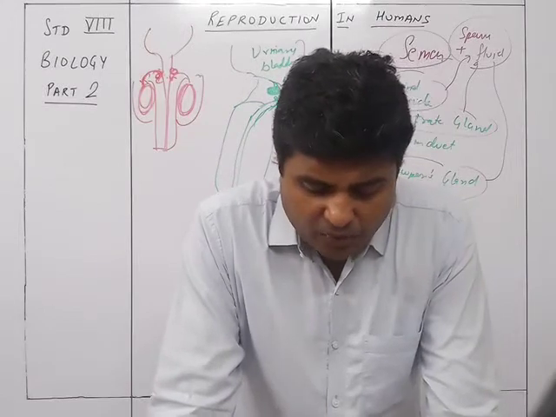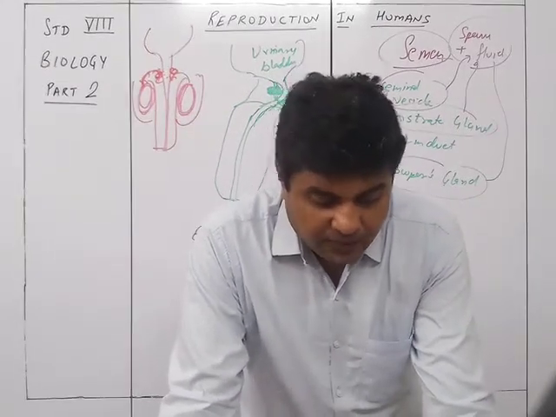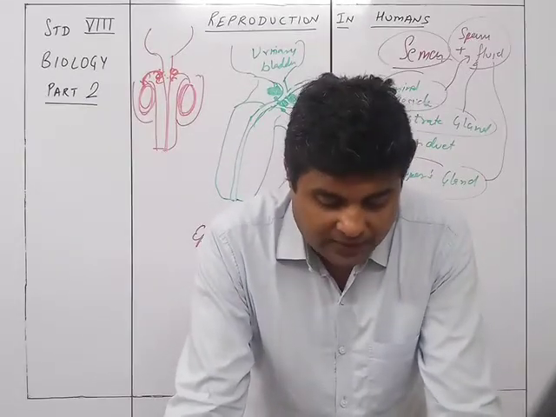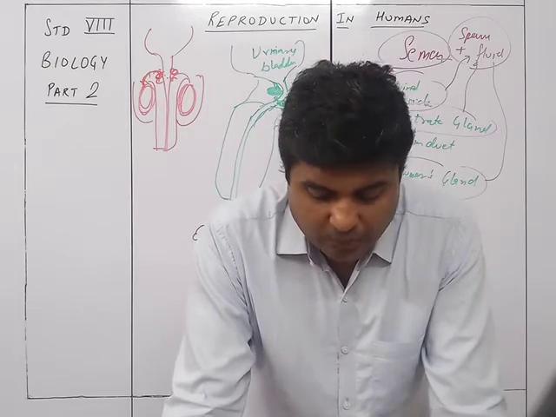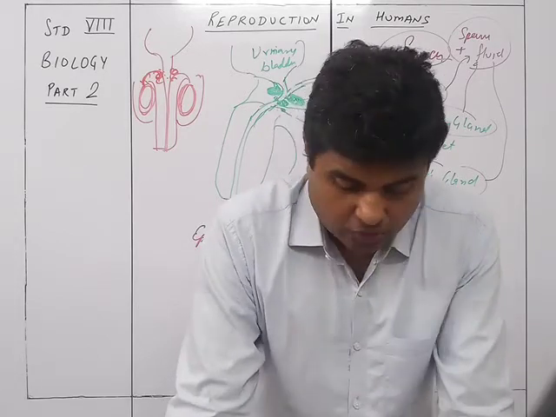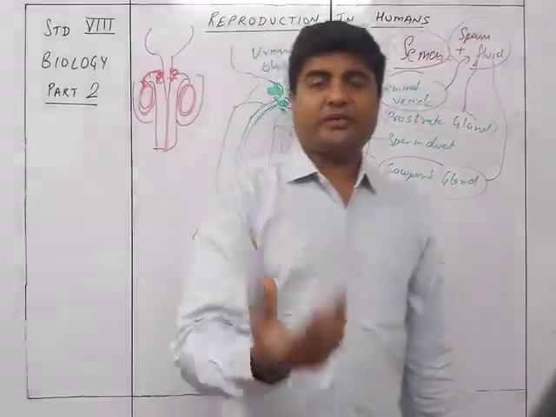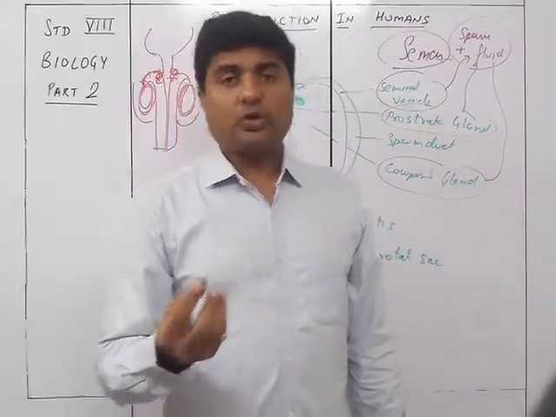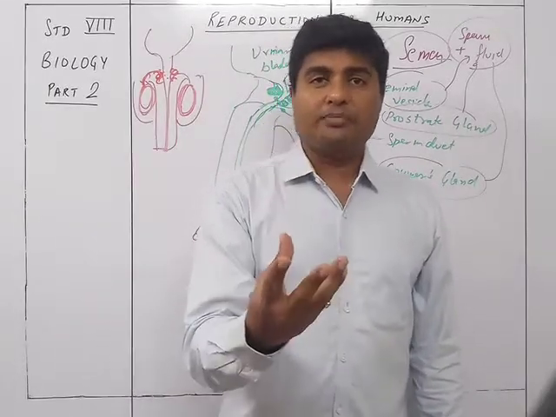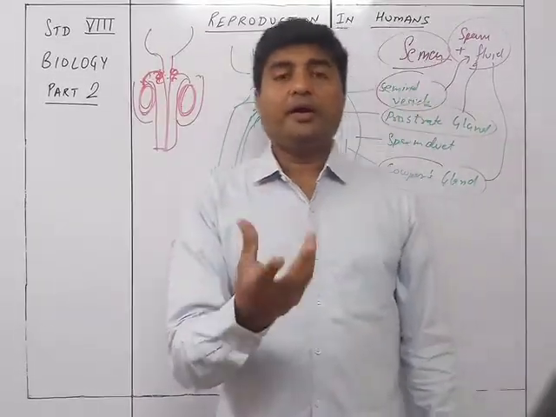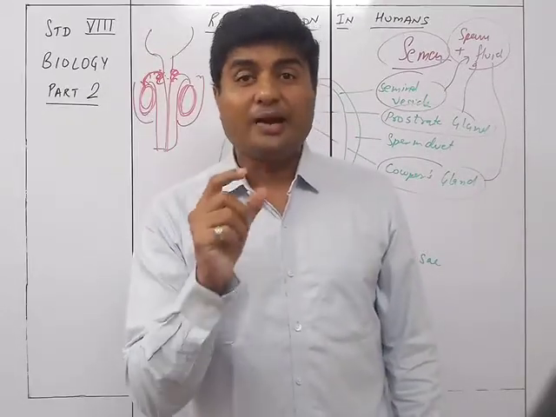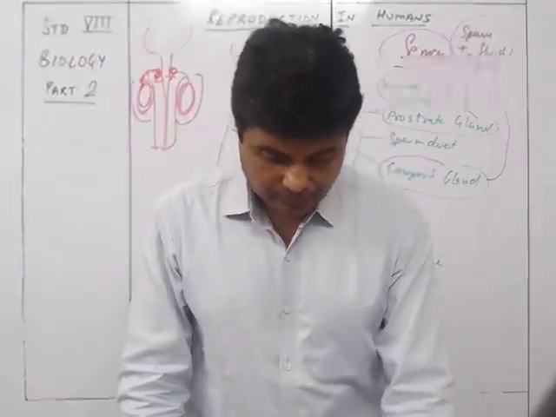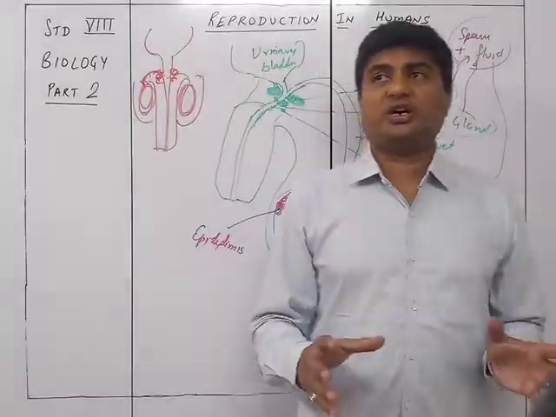It is a milky white fluid. Its average amount is 2 to 3 ml in a single ejaculation, and it contains 20 million to 40 million sperm. So when one single ejaculation is given out by a male, it will be around 2 to 3 ml, but it will contain 20 million to 40 million sperms in it. So this was about the structure of the male.